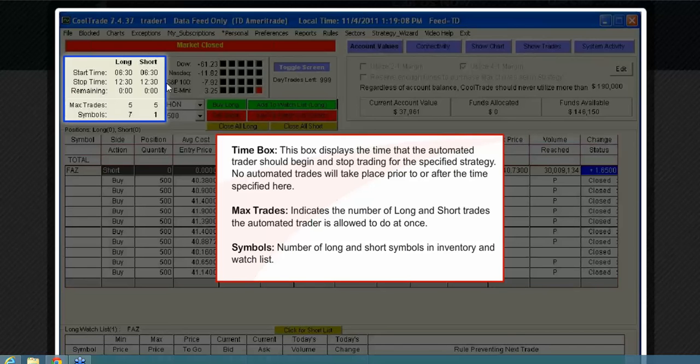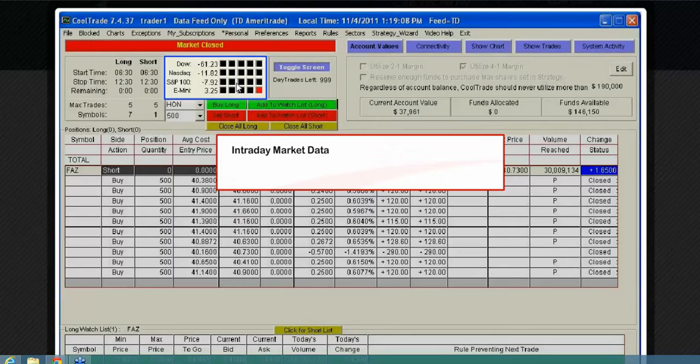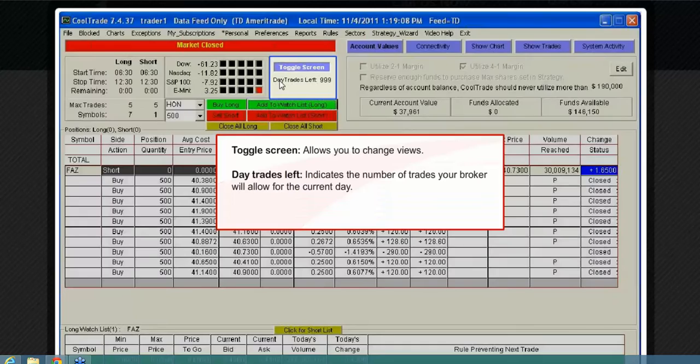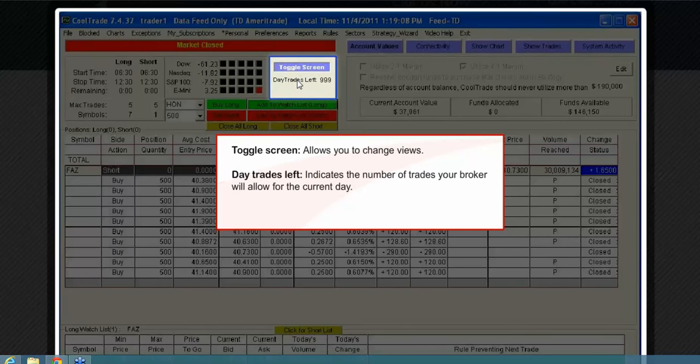The next box over here is just going to give you some market data. It's going to tell you where the Dow is during the day, the NASDAQ, the S&P 100, and the E-mini, just as a quick reference so you can see where it's at. Toggle screen allows you to change views of your robotic trader. So if you wanted to minimize your robotic trader, cut it in half, make it smaller but still have it up and can view it, you can use the toggle switch there.